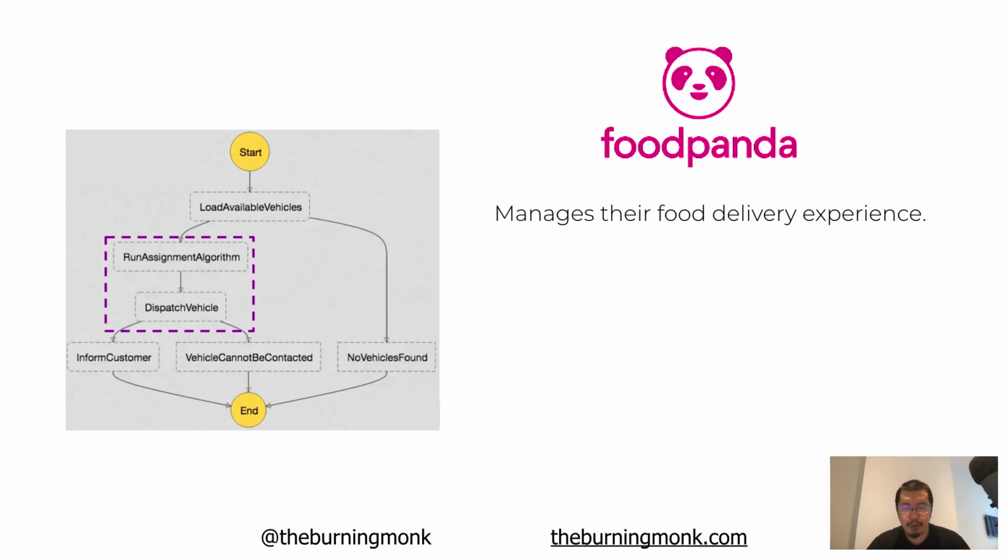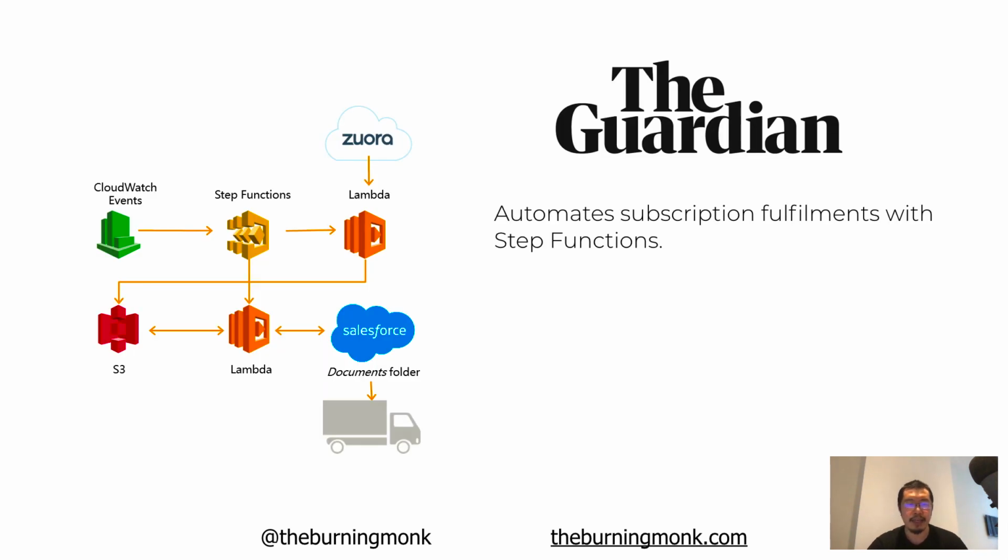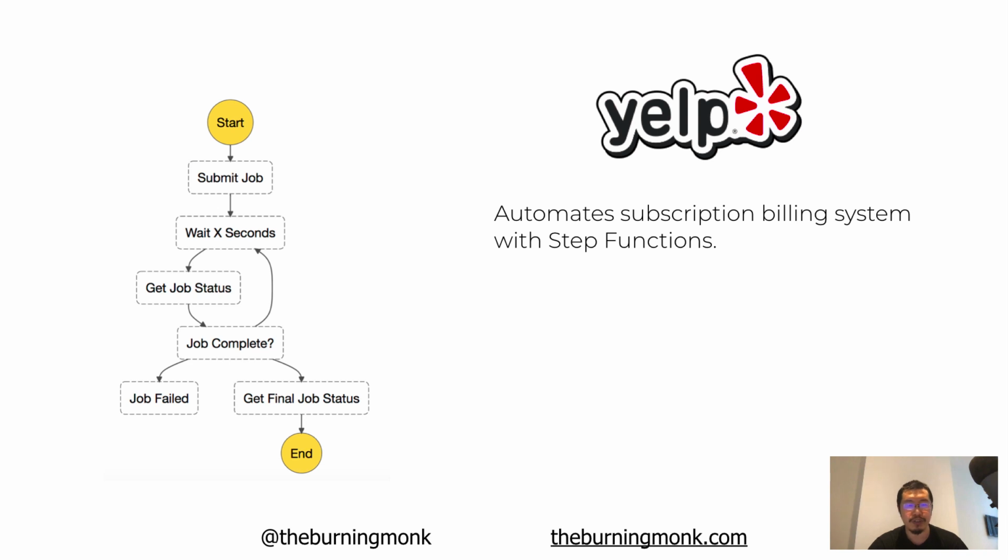You've got Foodpanda, which is a food delivery service. They also use Step Functions to manage their whole food delivery experience, from finding available drivers to running their assignment algorithm and dispatching the driver and telling the customers when the food has been delivered and so on. And then The Guardian, which is a big newspaper in the UK, manages subscription fulfillment with Step Functions, and similarly Yelp uses it to implement their bidding system.